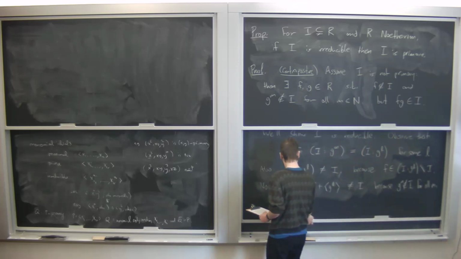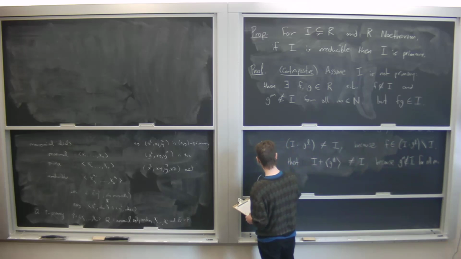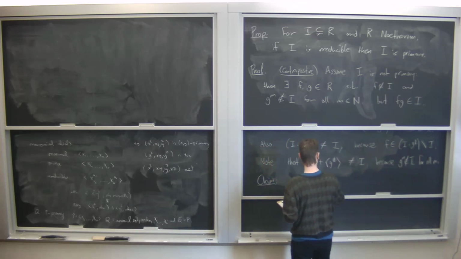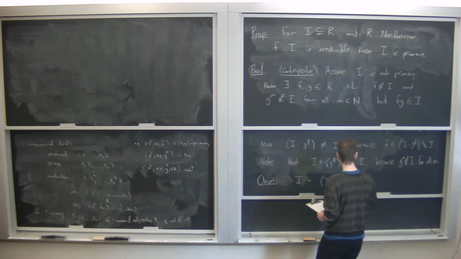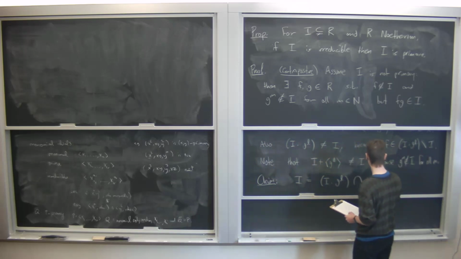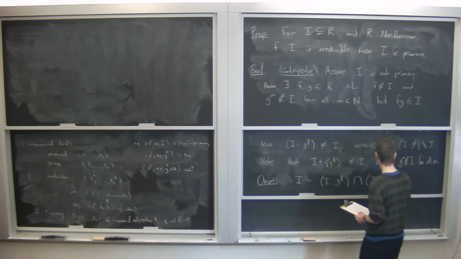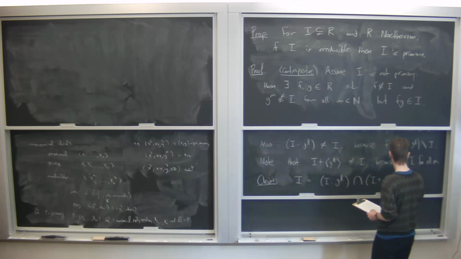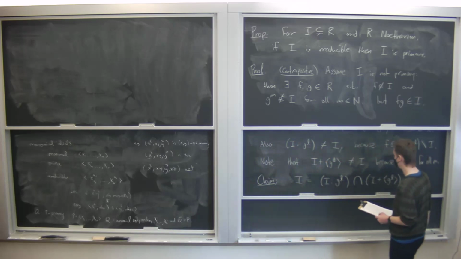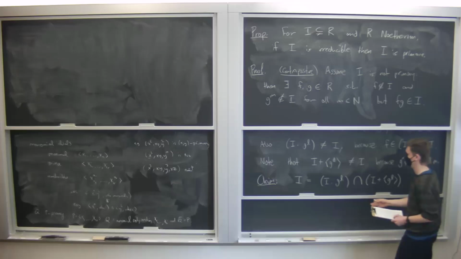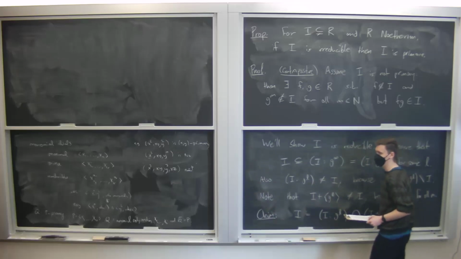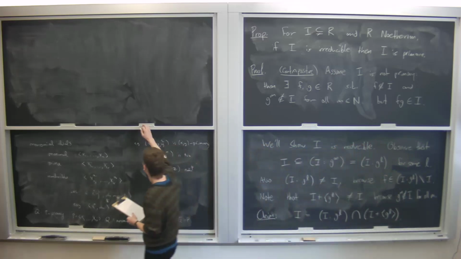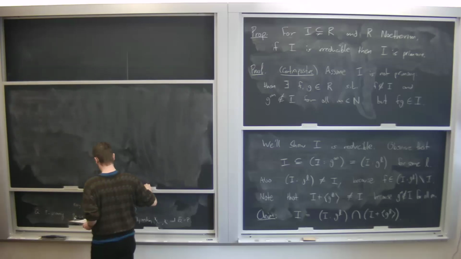And then the claim is that I is the intersection of these two ideals: the colon with respect to g to the L, and the sum with the principal ideal generated by g to the L. Maybe I'll move over there. Stay here though.